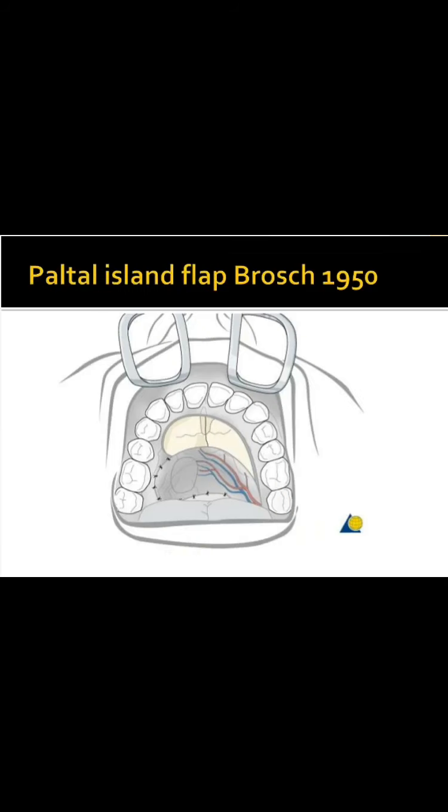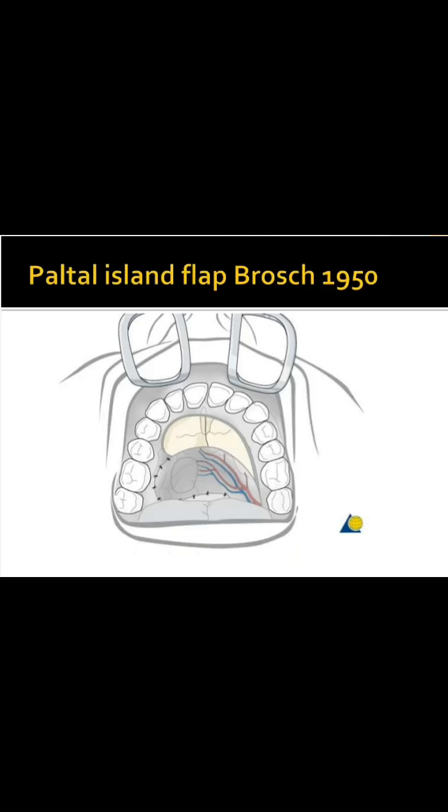The next is the palatal island flap, which was given by Brosh in 1950. This palatal island flap is used for closure of oroenteral defect, and it can be used in closure of larger fistula. It's a one-stage local procedure that provides a flap with excellent bulk, a good blood supply, and mobility. Necrosis of the palatal bone of the donor side is not a problem with this procedure, as there is ample blood supply from the nasal mucosa.